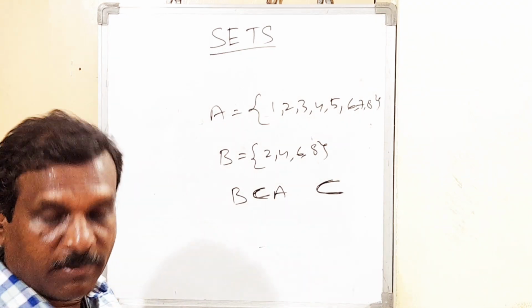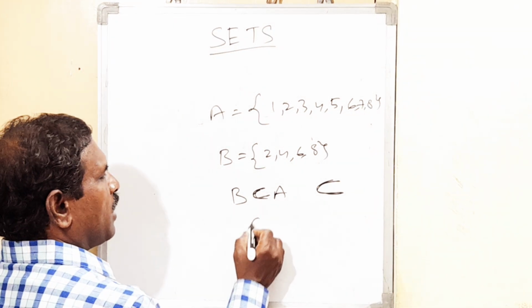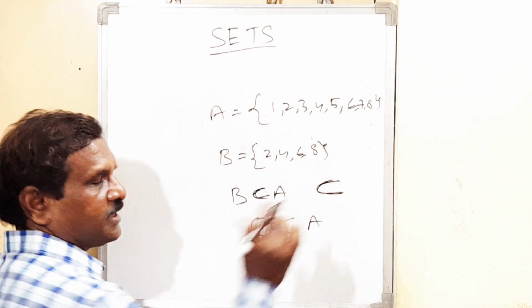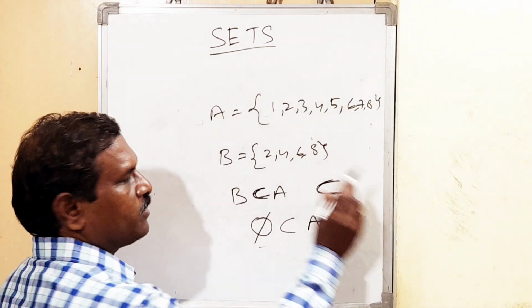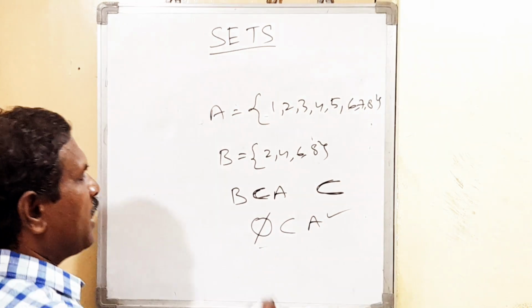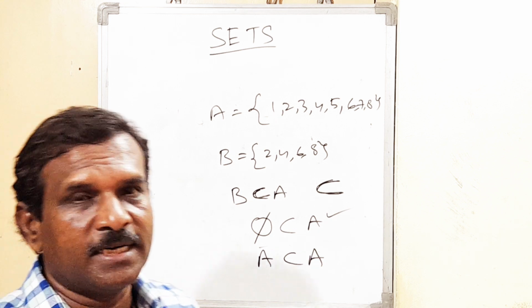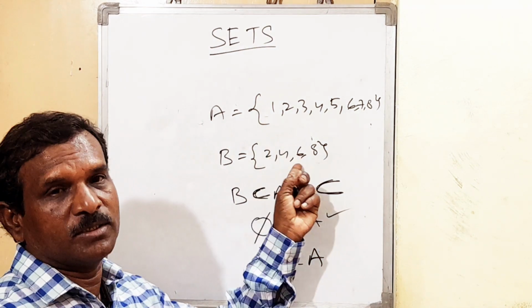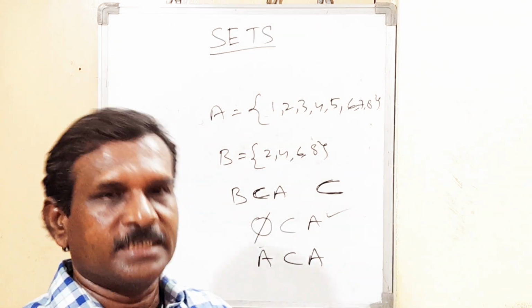Here, let us see some important properties about the subset. Always we consider phi is a subset of all the sets. Whatever the set, phi is a subset of all the sets, meaning the null set is a subset of all the sets. This is one property. And every set is a subset of itself, because every element of B is there in B. So we can say every set is a subset of itself.